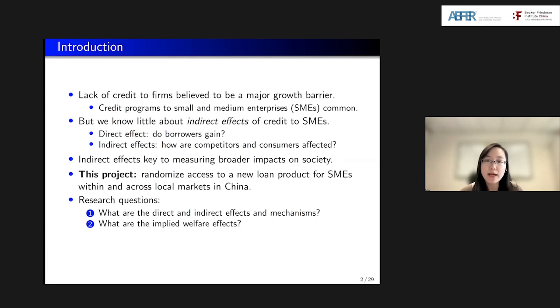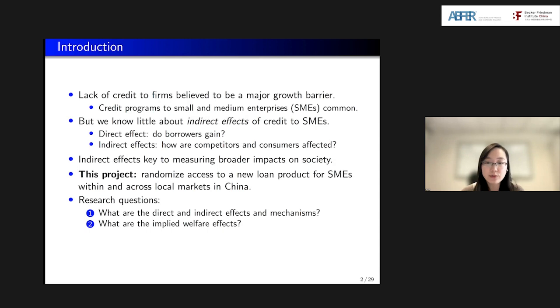So in this project, we try to fill this gap by using a randomized field experiment in China, in which we work with a big bank and we randomized access to a new loan product for SMEs, both within and across local markets in China. So the intervention created variation not only in the firm's treatment status, like access to the credit, but also in the share of its peer firms in the local market that got treated.